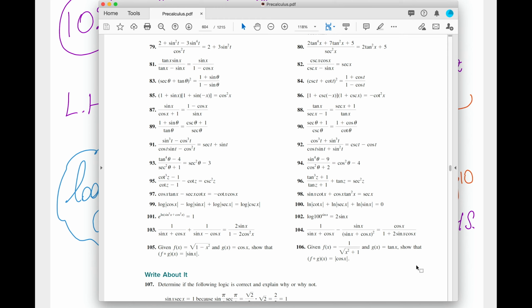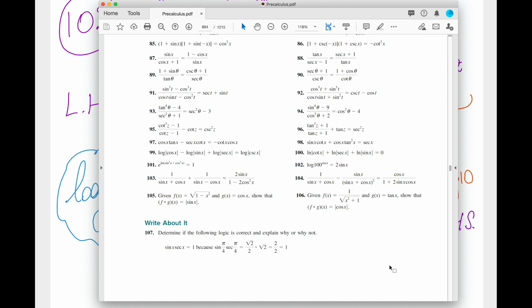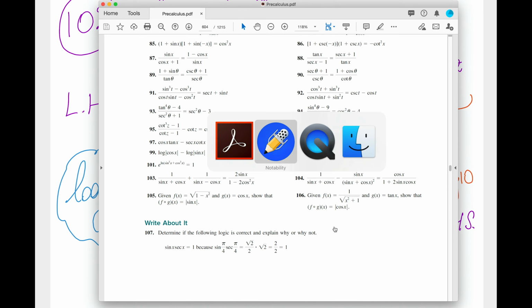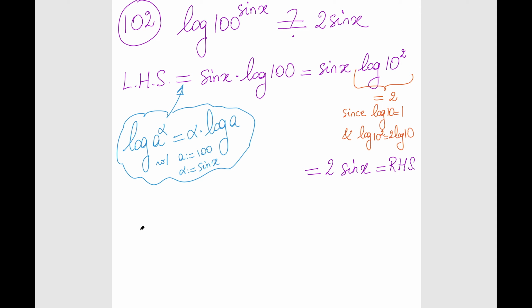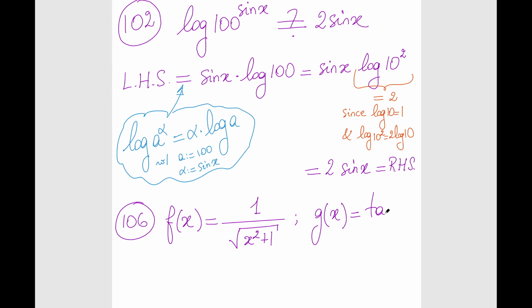All right, let's do one more. How about 106? So given that the function f of x is 1 divided by square root of x squared plus 1 and g of x is tangent of x, show that the composite function f composed with g at x is cosine of x. Okay. All right. So this is, as we said, 106. So we know that f of x is given to us as 1 over square root of x squared plus 1. And we're given also that g of x is equal to tangent of x.